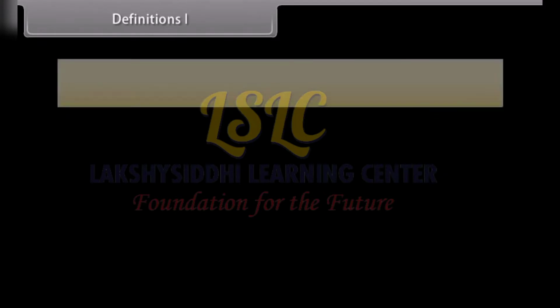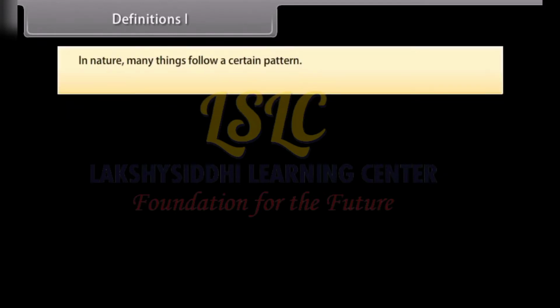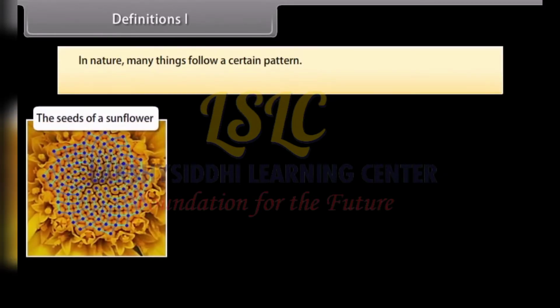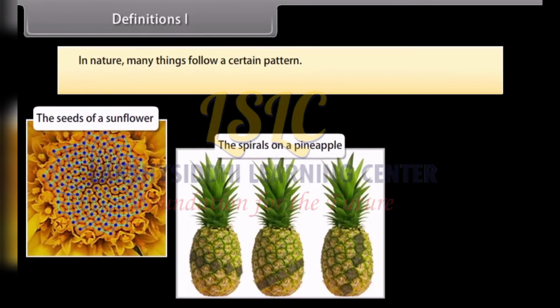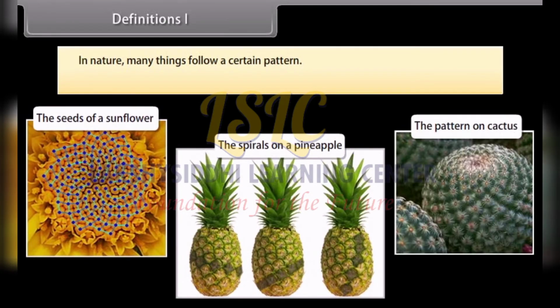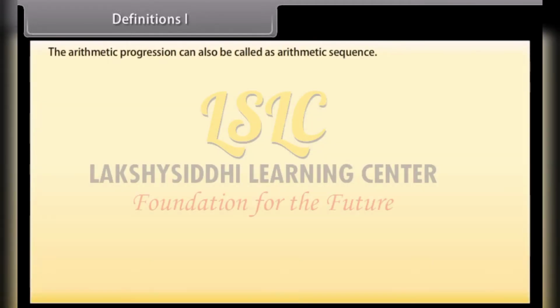Definitions 1. In nature, many things follow a certain pattern, such as the seeds of a sunflower, the spirals on a pineapple, the pattern on a cactus, and so on. Arithmetic progression is a study of one such pattern. The arithmetic progression can also be called an arithmetic sequence.